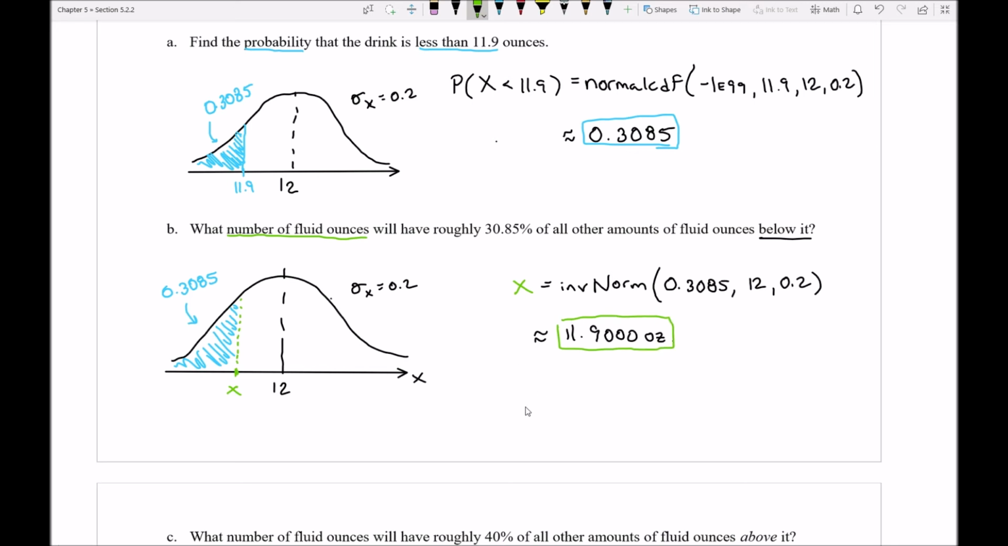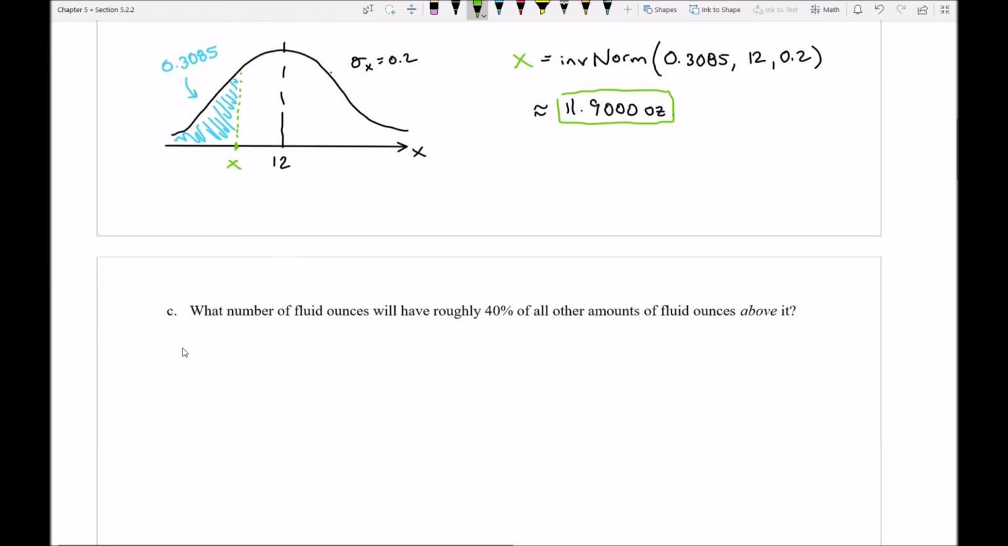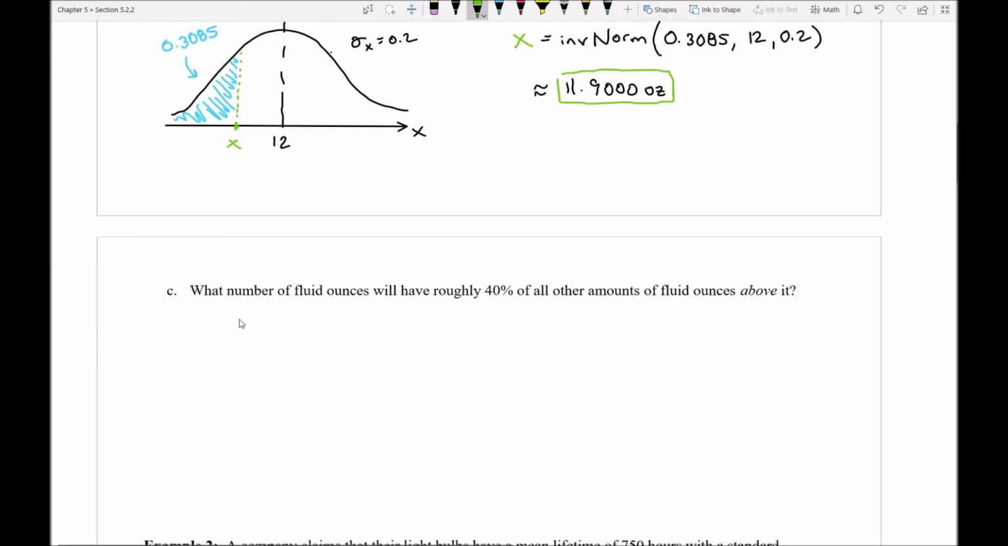So this is the important thing that we should be able to distinguish between these two calculator commands. They compute very different things. Normal CDF finds you the amount of space, whereas inverse normal will find you the x on the number line that might help to determine a particular amount of space to the left. We'll take a look then really quickly at part C. We'll just try one more of these.